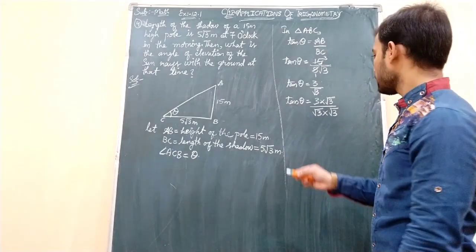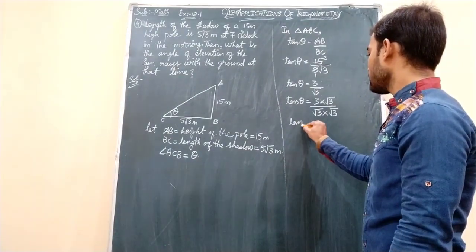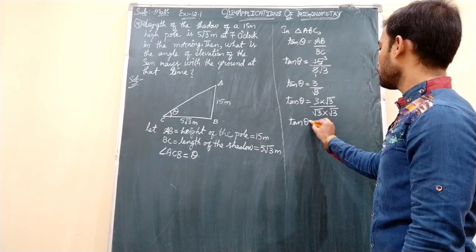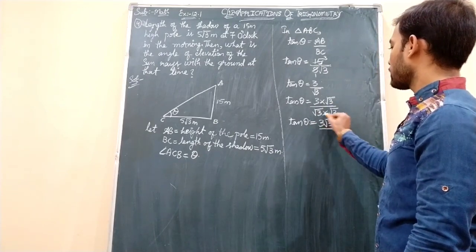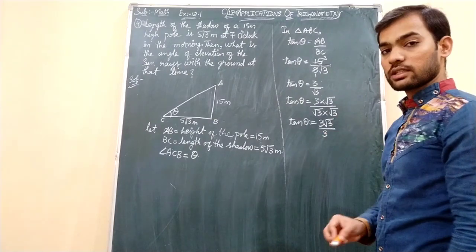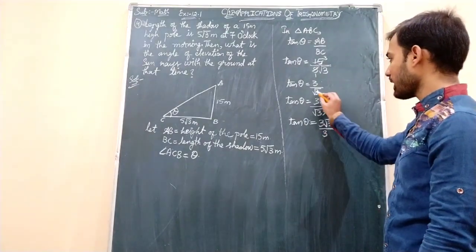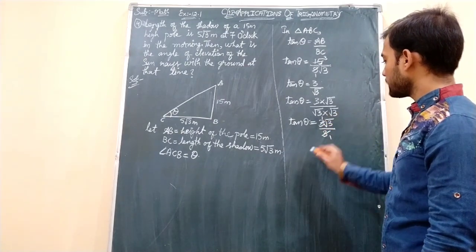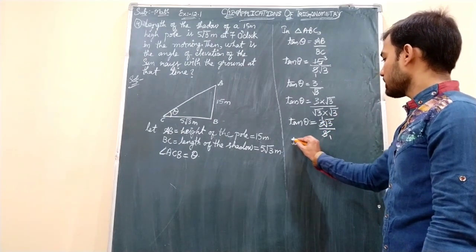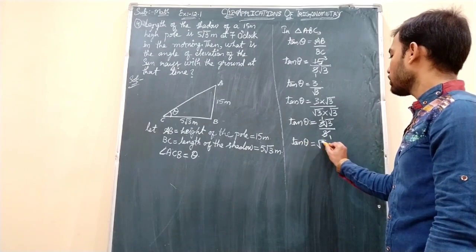Okay students, so what will happen now? Tan theta equals 3 into √3 will become 3√3 and √3 into √3 will become 3. This we have learned. Now this irrational changes to rational. Again we can cancel this. 3 ones are 3, 3 ones are 3, we can cancel. Tan theta we got as √3.